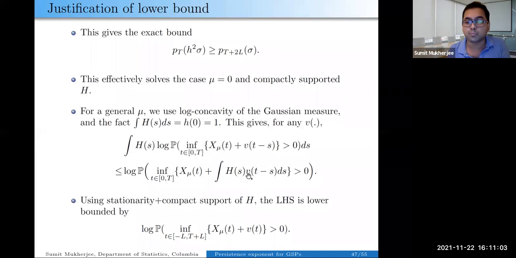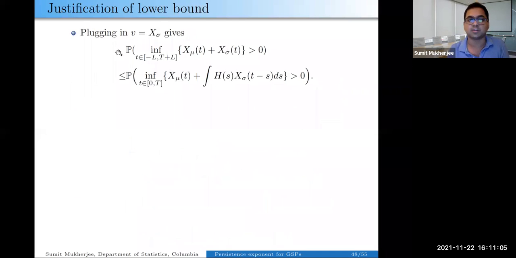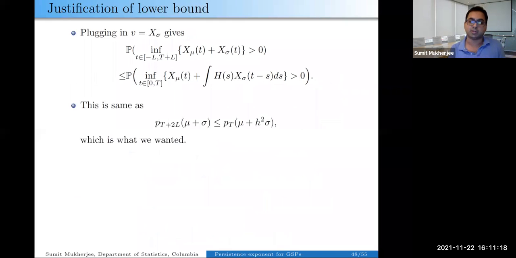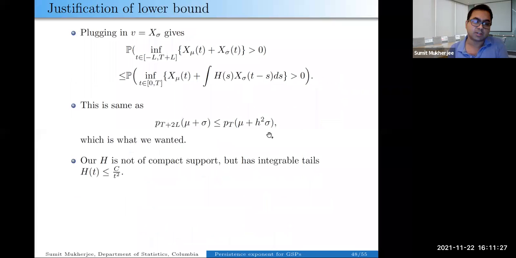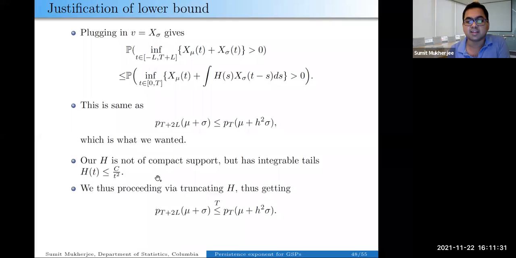Now I'm going to plug in. Okay, so this is okay. Now I'm going to plug v to be x sigma, which is a perturbation, and take another expectation. So I get a conditional version and take an expectation over x sigma. This is what I get, and this is what we want, right? And again, this is an exact equality if the Fourier transform of H is compactly supported. But our H is not compactly supported. But it's decaying fast enough that we can do this by truncation, and we get an approximate version of this.